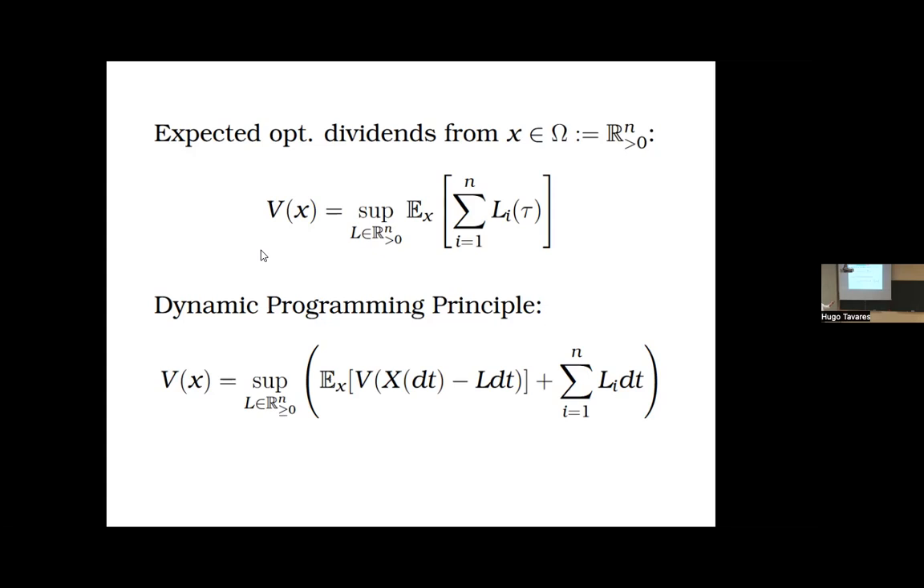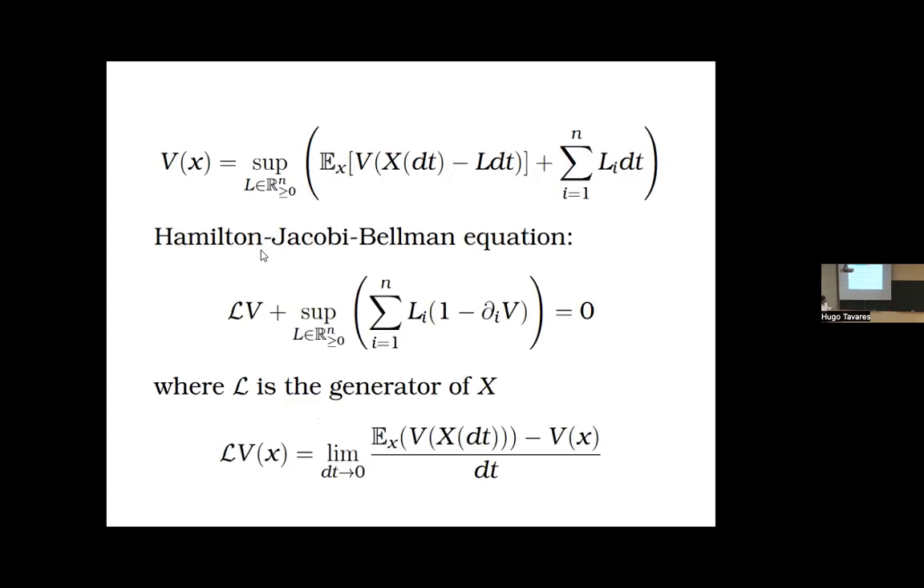Your optimal value, no? And this is what you have paid with that strategy in particular. Among all the possibilities that you have for this vector L, you take the supremum of that, no? So this is kind of an infinitesimal recurrence relation. And actually, the next thing that we do is just subtract V of x on both sides, divide by dt, and send dt to 0.